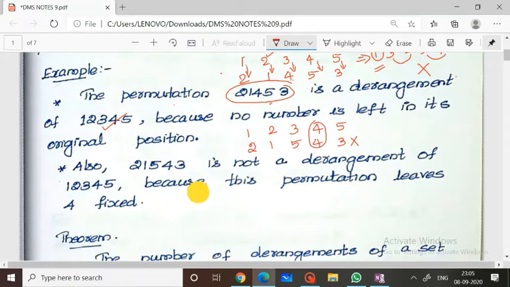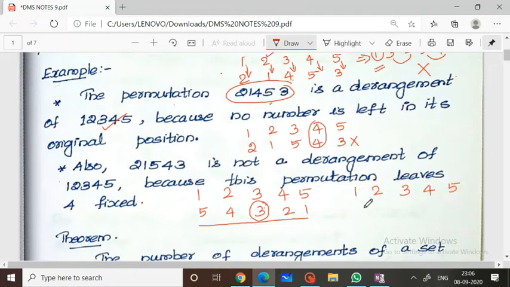Now 1 2 3 4 5. Let us take 5 4 3 2 1. Is this a derangement? Sorry, this is not a derangement, because 3 is in its correct position in the middle. So we have to write another arrangement. Let us write 5 4 2 3 1. Let us check: 5 is in the first position, 4 is in the second, and none is in the correct order. So this is a derangement.